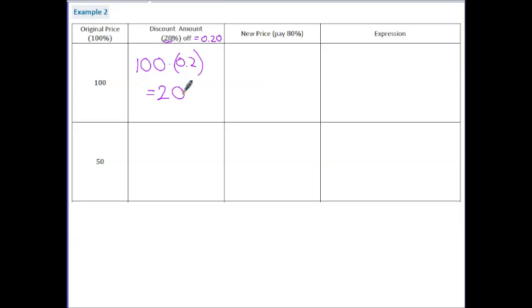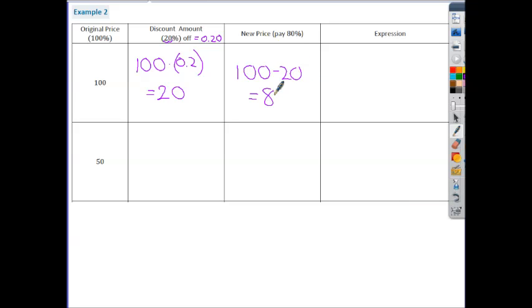Now keep in mind, that just tells us the amount that it's being discounted. So $100 is discounted $20. It's not discounted to $20. So what we need to find is what's the result when $20 is taken off the price, and taken off is basically subtraction. So I'm going to do 100 minus $20, and that gives us a final price of $80.